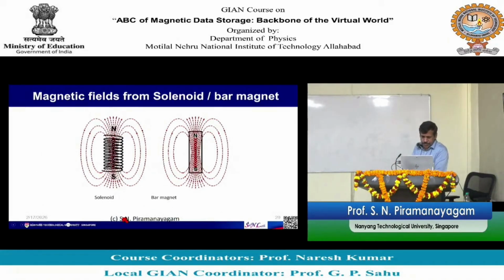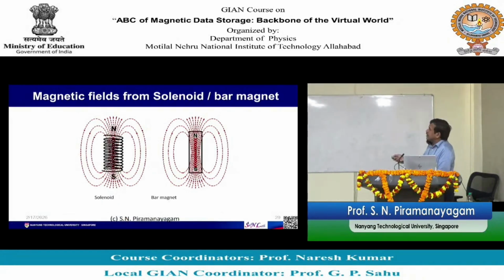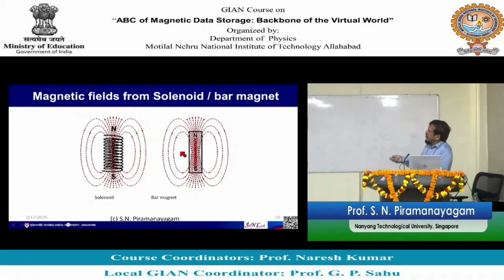Okay. So, if you look at the magnetic field that comes from a solenoid or bar magnet, they will look almost similar. The solenoid will have a north pole, south pole, and magnetic flux goes from north pole to the south pole. So, this is the convention. By convention, we say that the magnetic fields come out of the north pole and enter into the south pole. Similar behavior you will also see in a bar magnet.